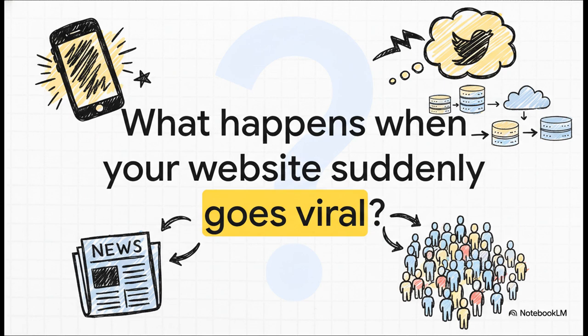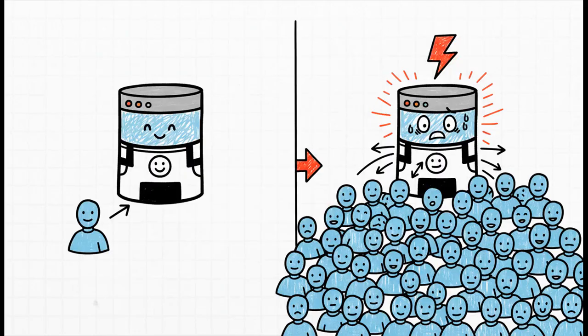So, picture this. You launch your new website, your new app. It's kind of quiet at first, and then boom, a celebrity tweets about it, or you hit the front page of a big news site. All of a sudden, thousands, maybe even millions of people are all trying to get to your site at the exact same time. What happens? Well, for a lot of traditional setups, the answer is pretty simple and painful.